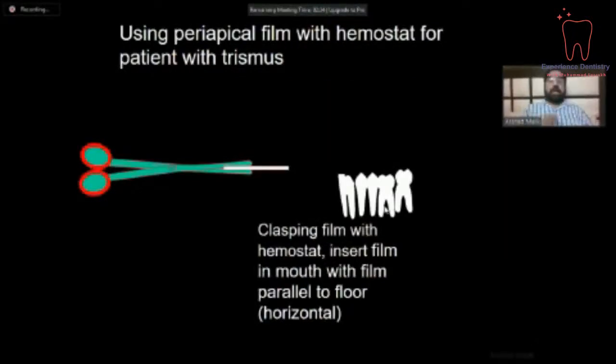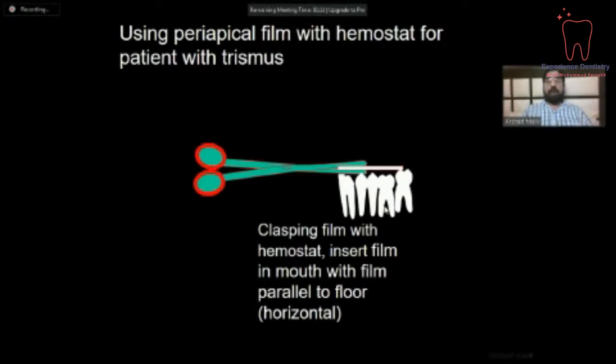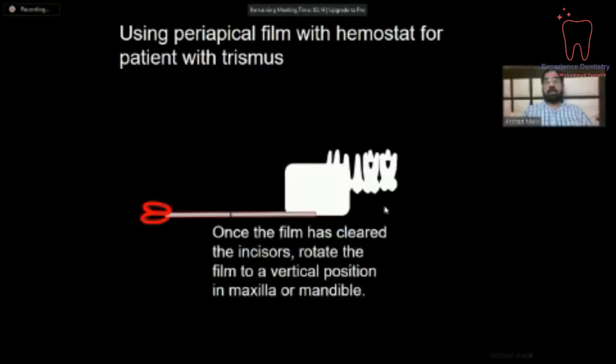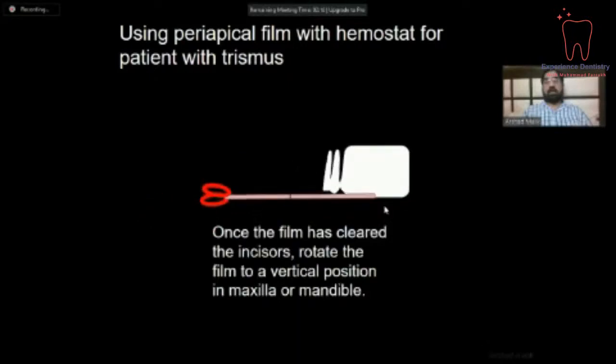Take the film with the hemostat, the artery forceps, and insert the film in the mouth with the film parallel to the floor. You see, it is parallel to the floor, and put it right there. This is the occlusal surface you are taking. And when you have placed this film inside, you are going to rotate it, just like this, and you are going to take the film. Go first parallel and then rotate it like this, and you are going to have your radiograph image of the person who has limited mouth opening.